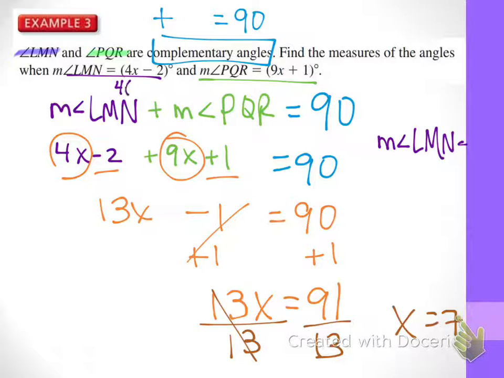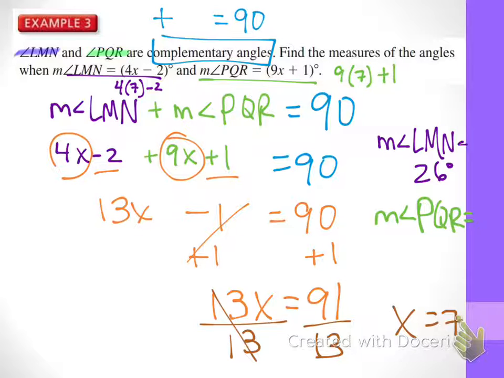So 4, what is it, times 7 minus 2. So 4 times 7 is 28, minus 2, 26. So that's one of them. The measure of angle PQR, 9 times 7 plus 1. And then how can I figure out if I was correct? Add up to 90. And do they? That's it.